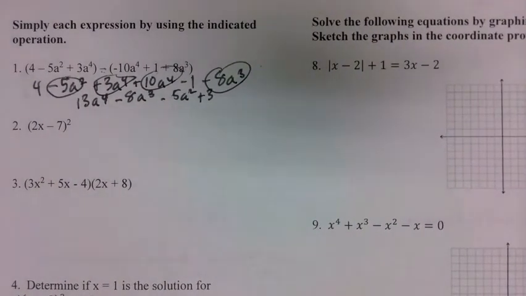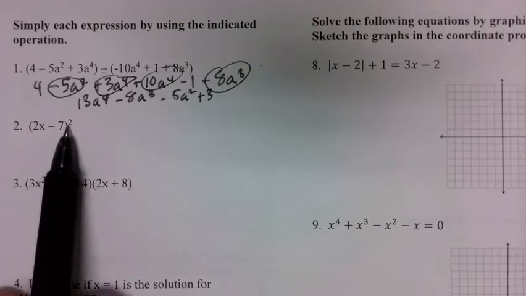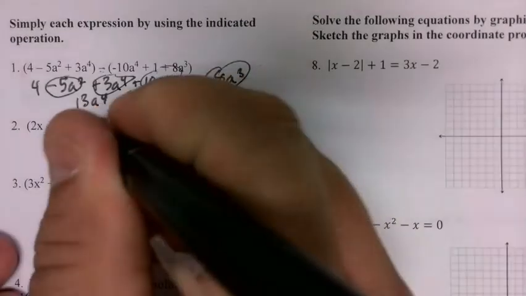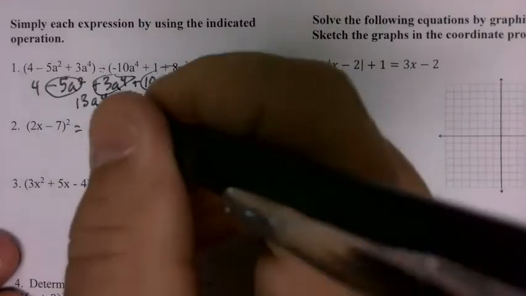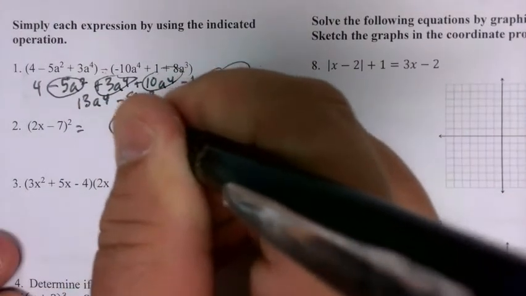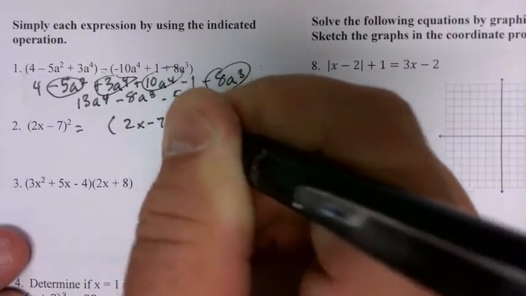Perfect. Okay. 2x minus 7 squared. Now, the number one mistake I see is people will just square each term. You've got to realize if I see a binomial like that squared, that means take it and multiply it by itself.